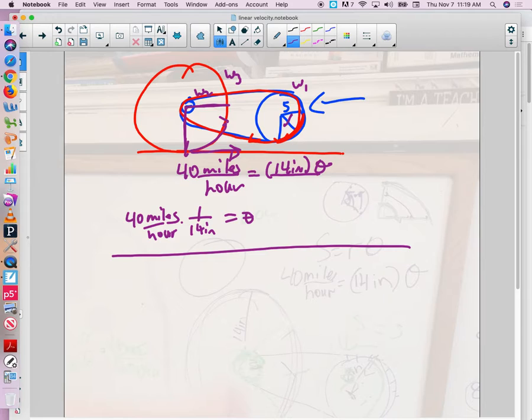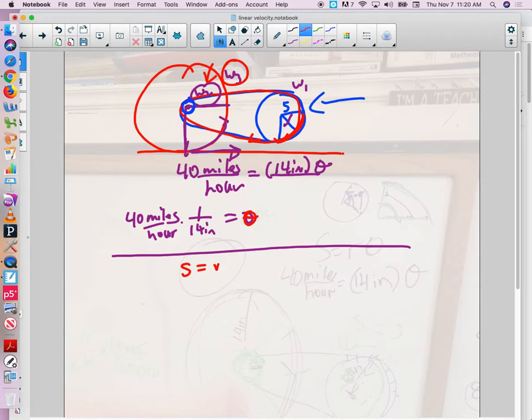Now I'm going to go to wheel 2, because these are bolted together. The blue wheel and the red wheel have the same what? If I bolt two things together and spin them, they've got to have the same what? They've got to have the same theta. Girls, if I bolt things together, they have to turn together. They have no choice. Wheel 2 and wheel 3 have the same theta, okay? So now I'm going to go to wheel 2. I just left wheel 3. Wheel 3 was 40 miles an hour with a 14-inch radius. Now I'm going to wheel 2. Now I know my theta of wheel 2 because I bolted them together.